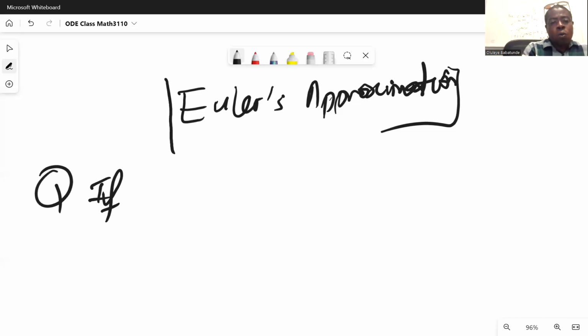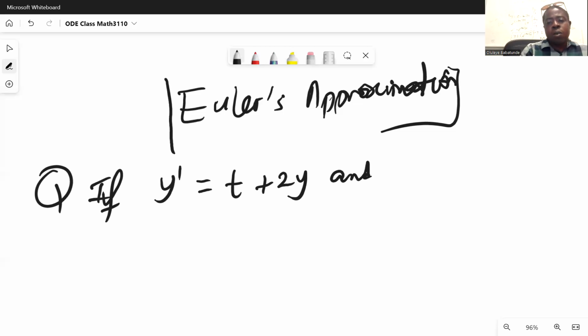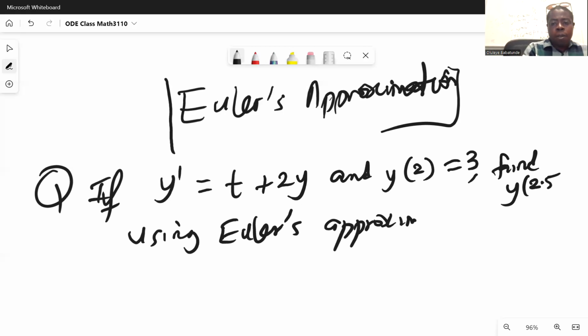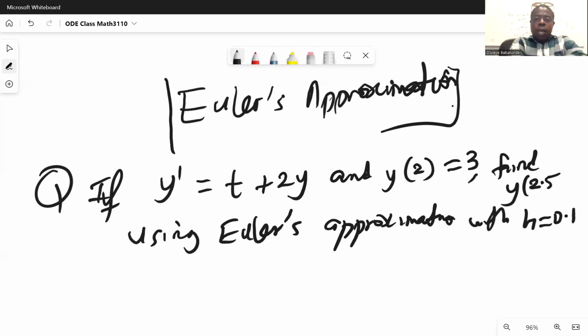If y prime equals t plus 2y, and y of 2 equals 3, find y of 2.5 using Euler's approximation with h equals 0.1.